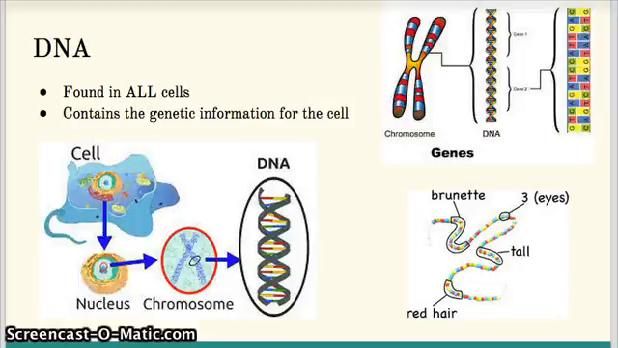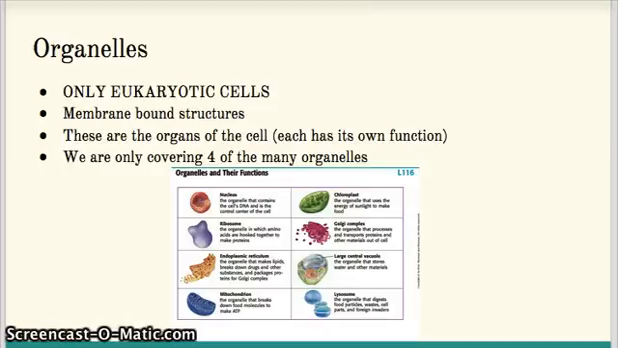So now let's go down to the things only found in eukaryotes. The rest of the stuff is only going to be found in eukaryotes, except for the last three. Organelles. Organelles are like the organs of the cell. We're not going to talk too much about these because we'll talk about specific organelles. So organelles, all you need to know is that they're the organs of the cell.